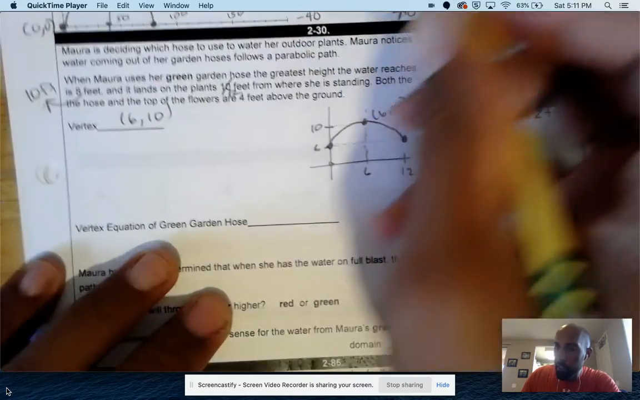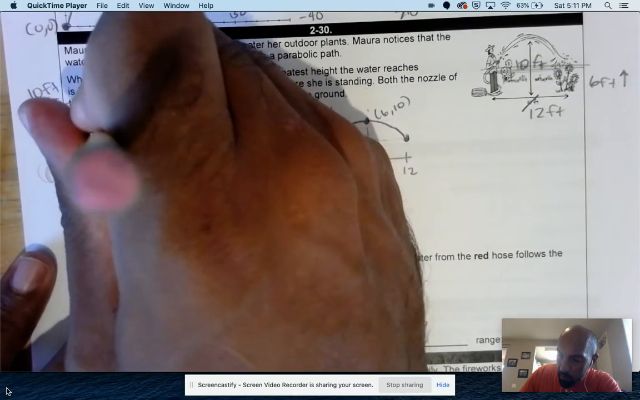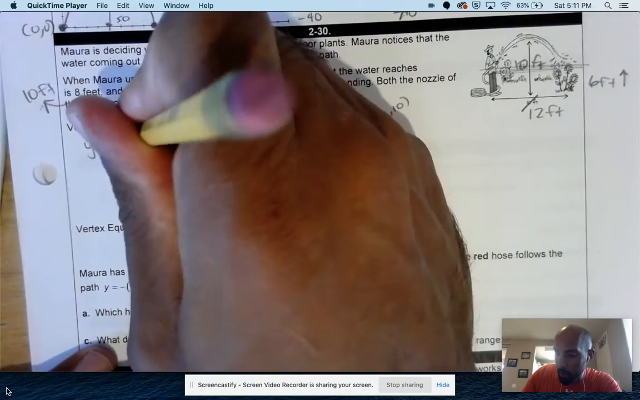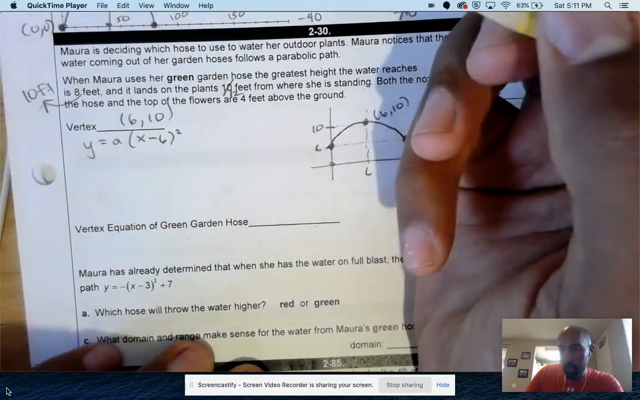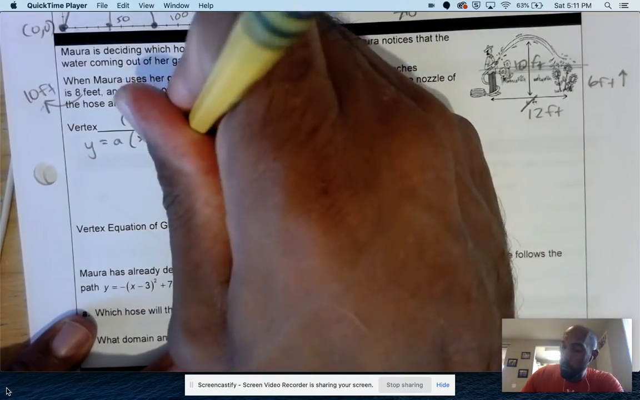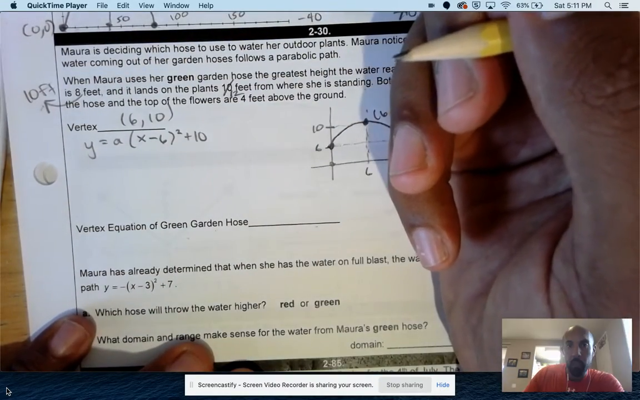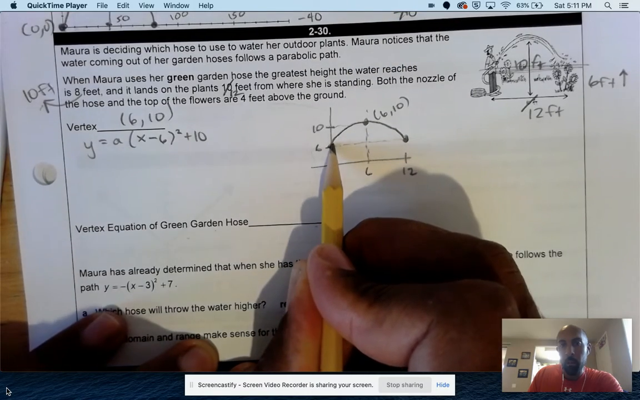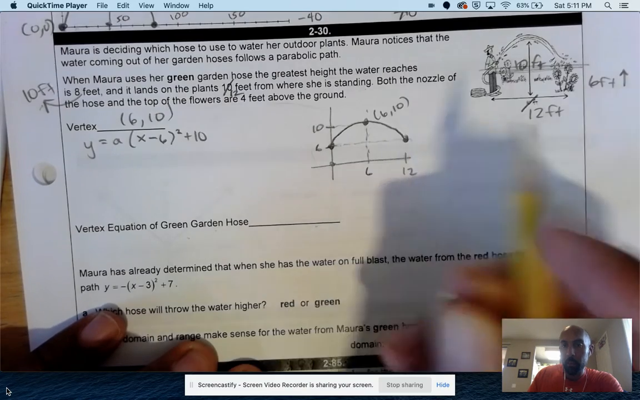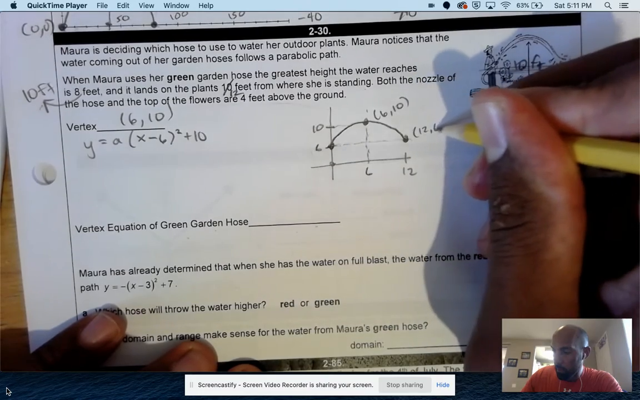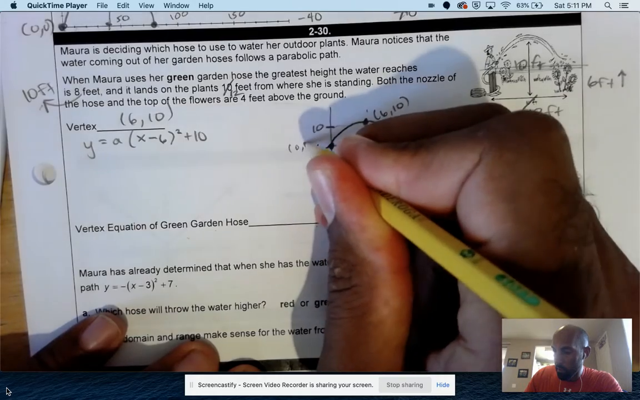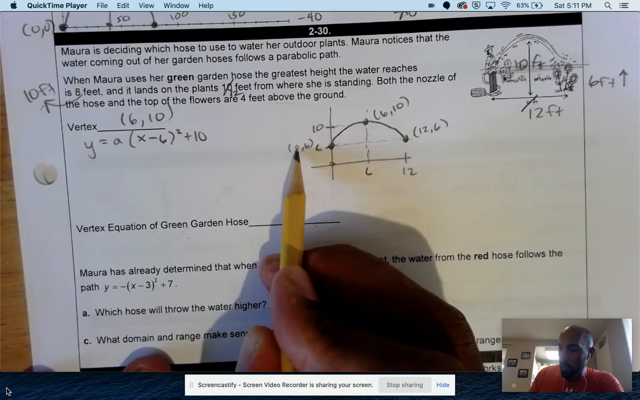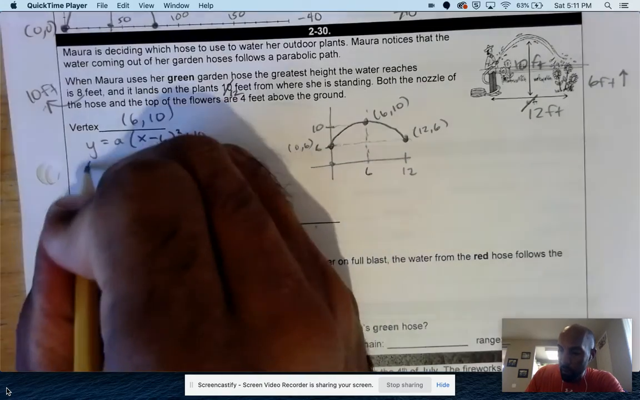Okay, so let's set up just like we did in the last problem, where we're going to plug in what we know using graphing form. So we have a times (x minus 6) squared plus 10. I could choose to plug in this point here or this point here. This one's at (12, 6), and this one's at (0, 6). So I'm going to plug in the y-intercept, that point there. I'm going to plug in 0 for the x and then 6 for the y.